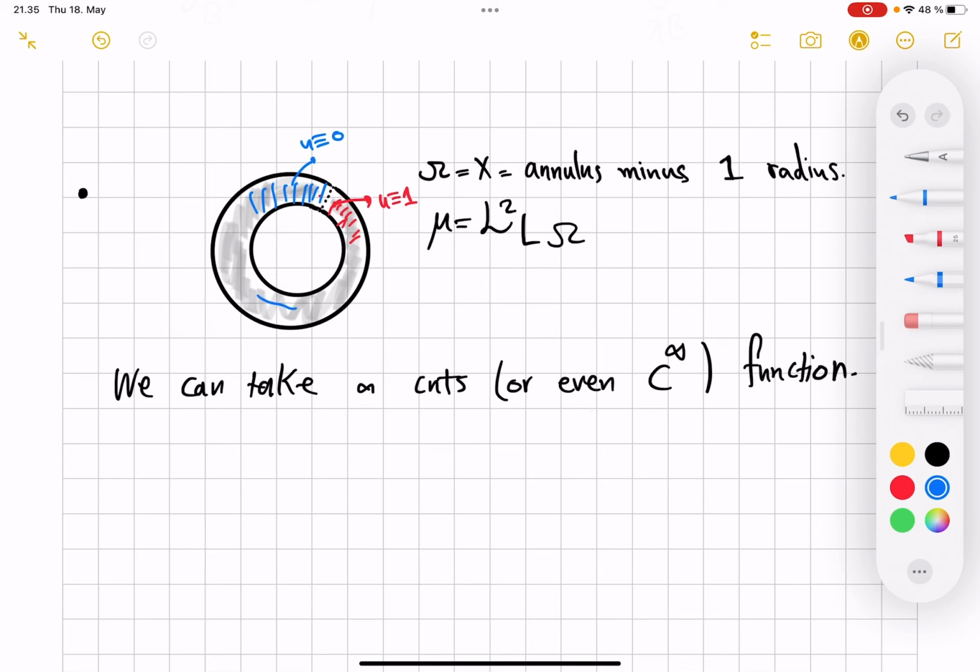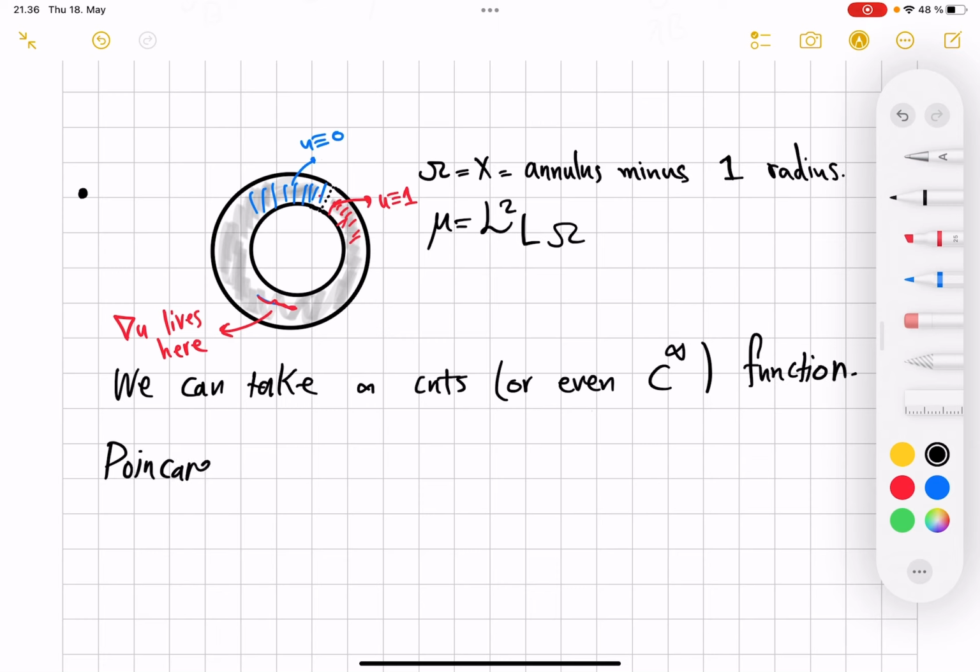So there is this increase from 0 to 1 happening around here. So of course it's smoothly increasing. The gradient lives here. That is the only part where you connect these values of 0 to 1.